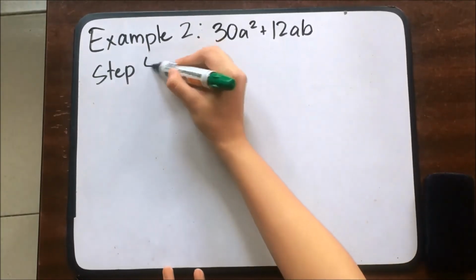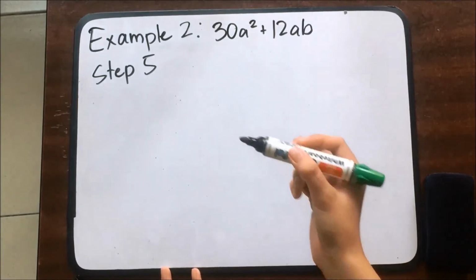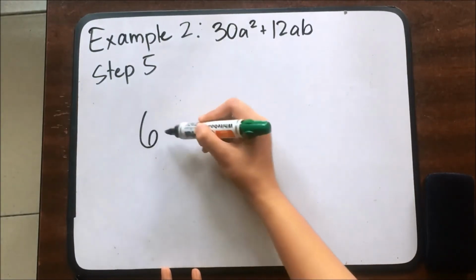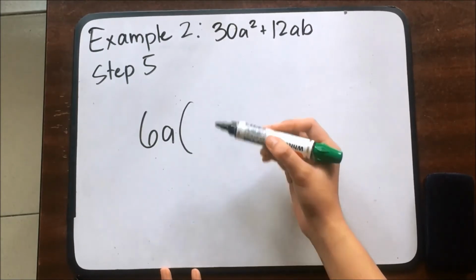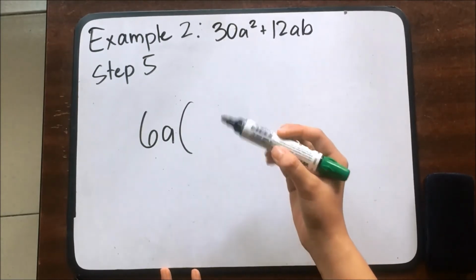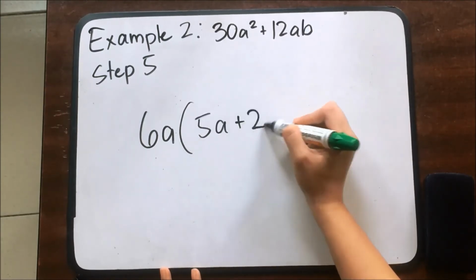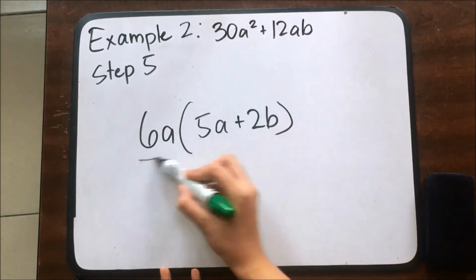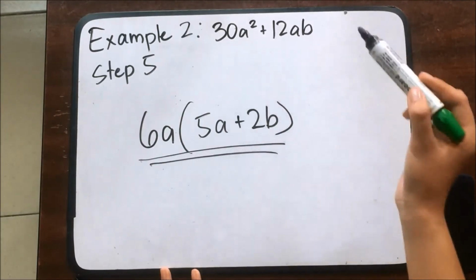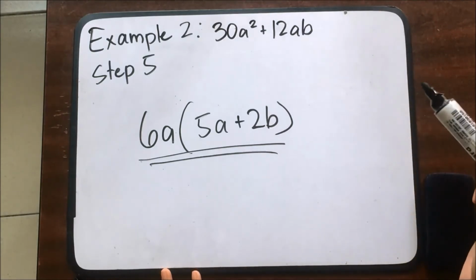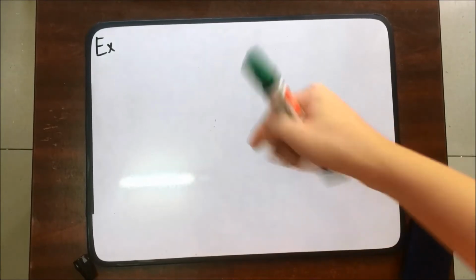Step number 5, our last step. We will write the factors properly. So write the GCF first, which is 6a, then an open parenthesis, and then write the number that we got in step 4 inside, which is 5a plus 2b, and then close parenthesis. So here are the factors of 30a squared plus 12ab. Now we still have another example. Let's try something harder. Example number 3.